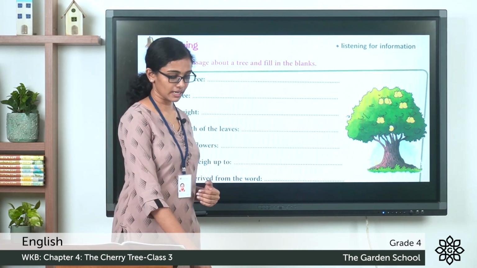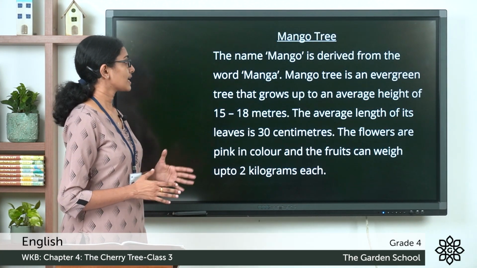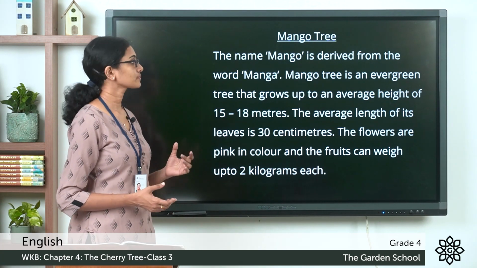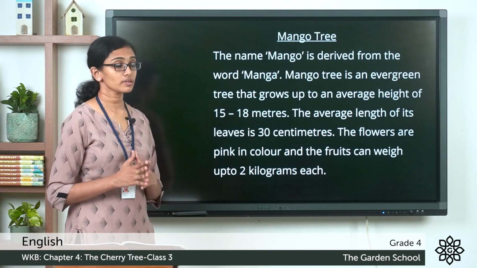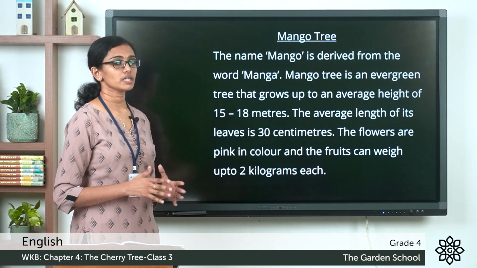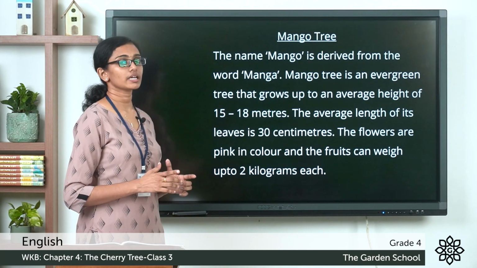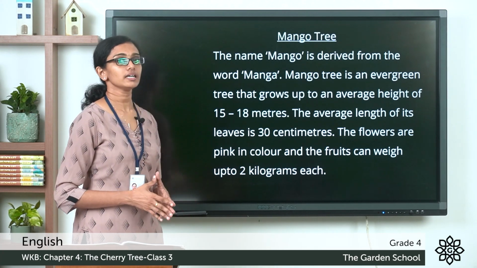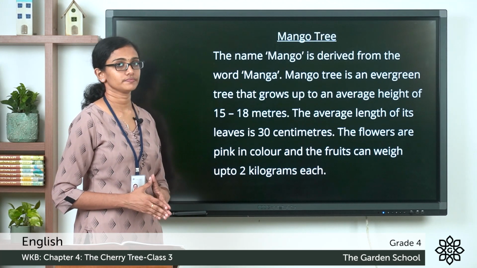So, let me read out the passage to you. Mango tree. The name mango is derived from the word manga. Mango tree is an evergreen tree that grows up to an average height of 15 to 18 meters. The average length of its leaves is 30 centimeters. The flowers are pink in color and the fruits can weigh up to 2 kilograms each.